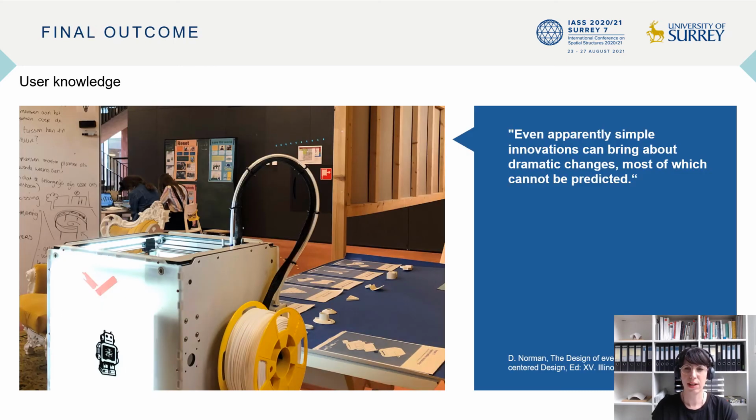So I would like to finalize with this quote: even apparently simple innovations can bring about dramatic changes, most of which cannot be predicted. We are convinced that the user knowledge has a crucial role in the decision-making process involved in design. This strategy unveils essential information that would not have been possible to predict in a more traditional design process. And of course, with the help of digital simulation software, we can predict where our designs could fail and optimize them.